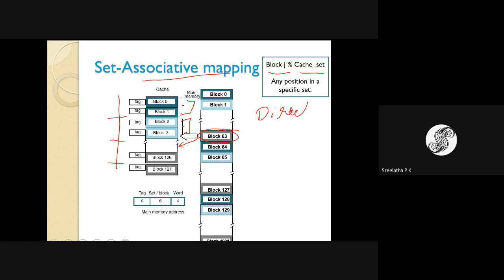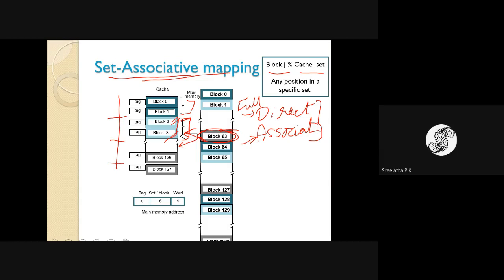Whereas in associative mapping, you had seen that there is no restriction at all. This technique is very free, meaning any block you can place. This is full restriction, correct? Whereas set associative is a combination of those two. So how the combination is done is, the block can be placed in any set. In this particular example, this block can be placed in any of these two sets.